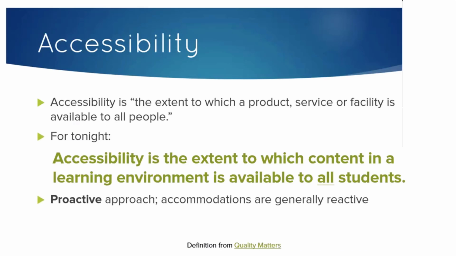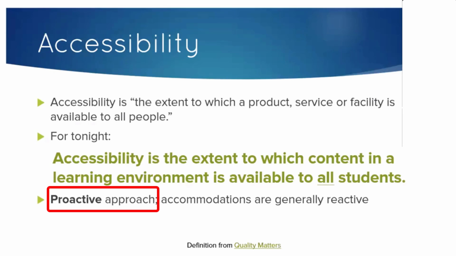So I keep talking about accessibility, and you probably know the term, but according to Quality Matters, I like the definition they provide. Accessibility is really the extent to which a product, service, or facility is available to all people. And so for us, since we're in the education field, we're talking about the extent to which content in an online learning environment, traditional classroom, digital, or in person, is available and accessible to all students. So really talking about whether it's available or not.